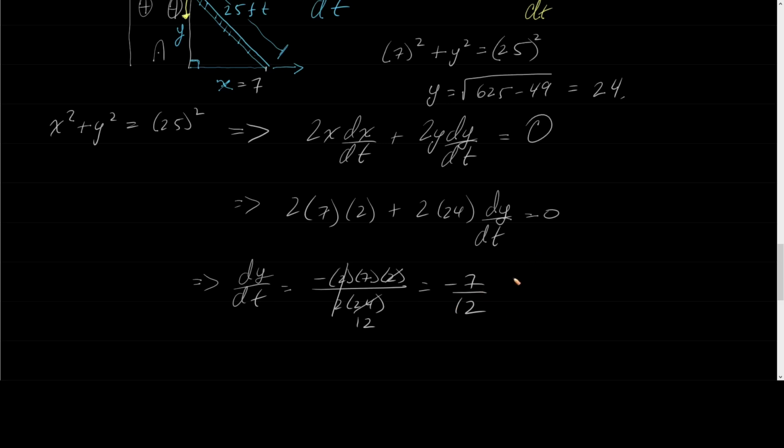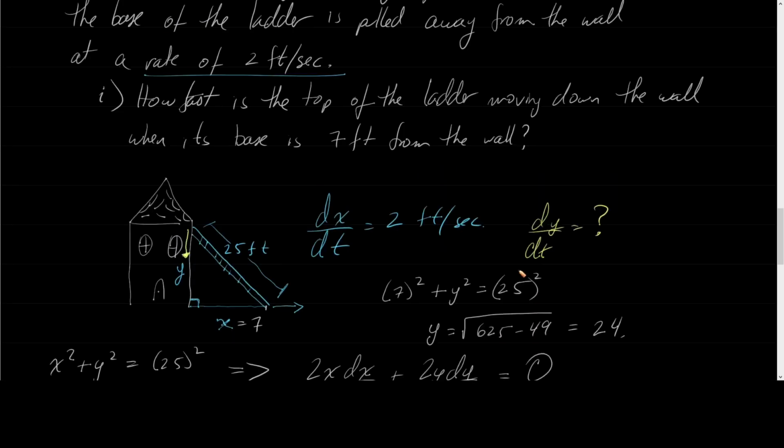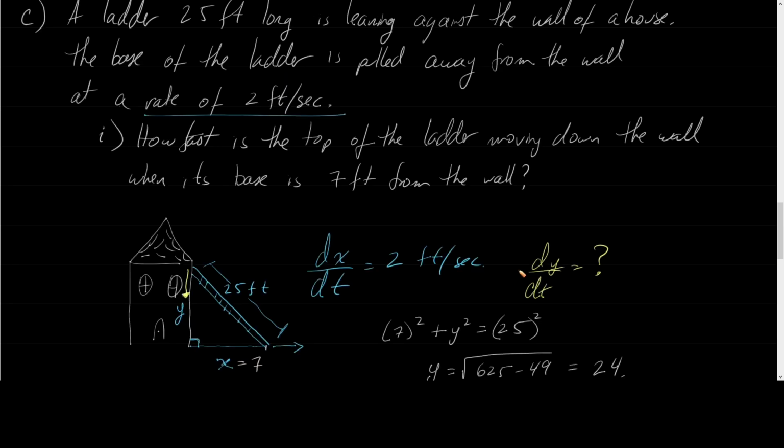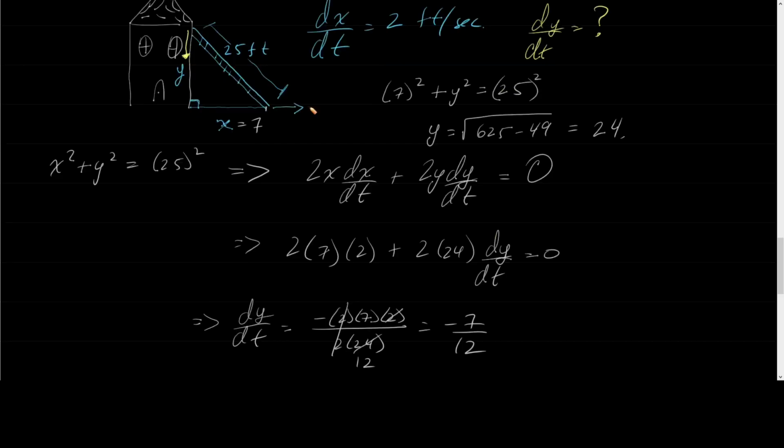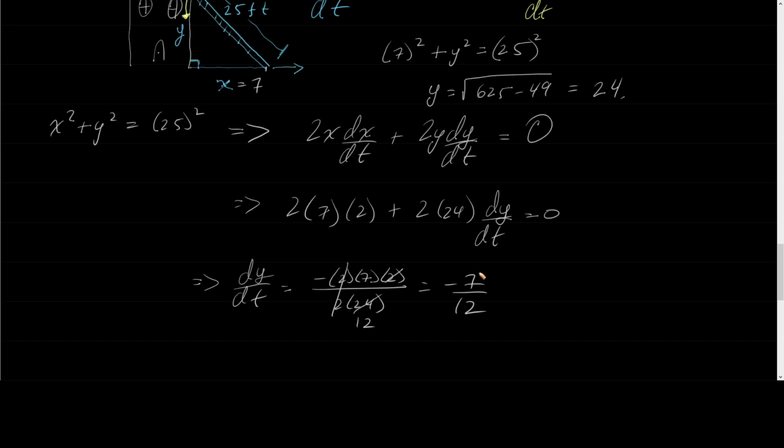And what are the units? Well, we were using feet and seconds. So in here, this would be negative 7/12 feet per second.